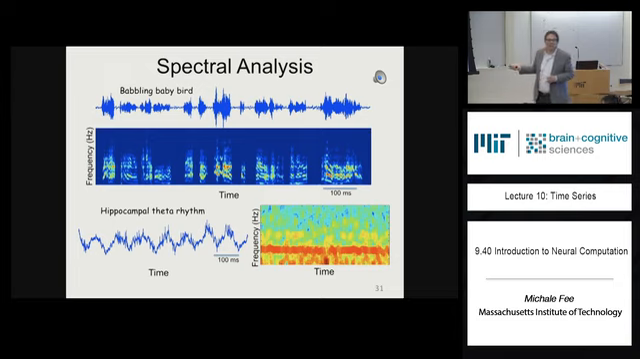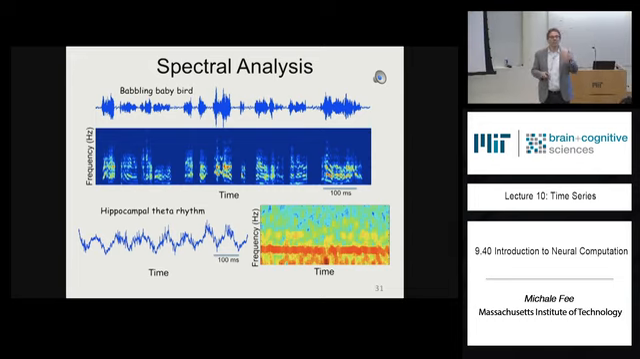Yes, I'm sorry. I should have been clear. This is recording from an electrode in the hippocampus. And these oscillations here are the local field potentials. Yes, that's exactly right. Thank you. I should have been more clear about that.